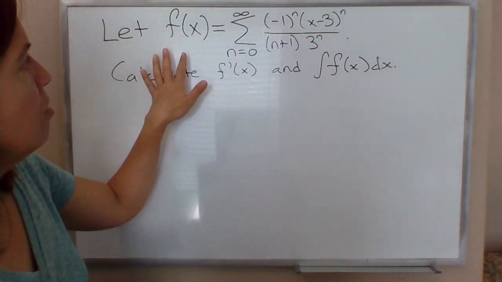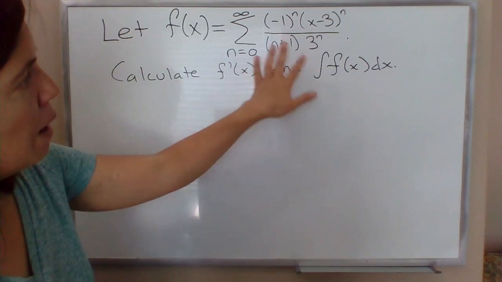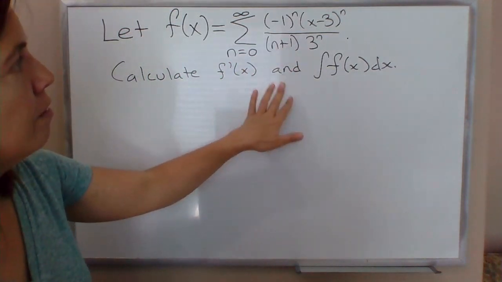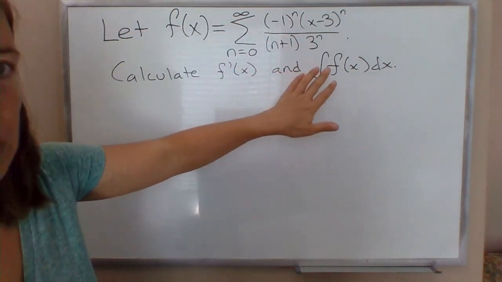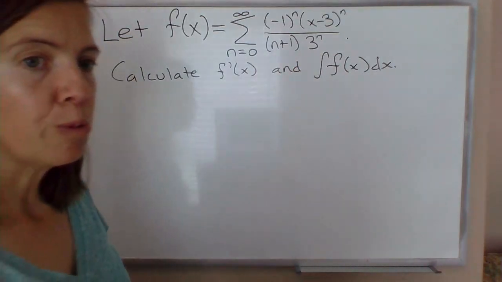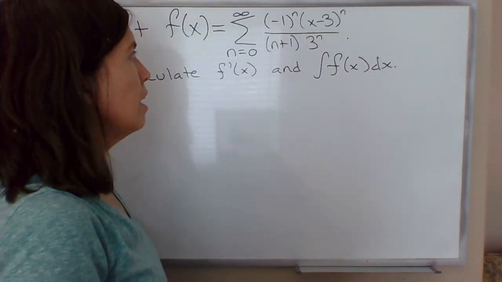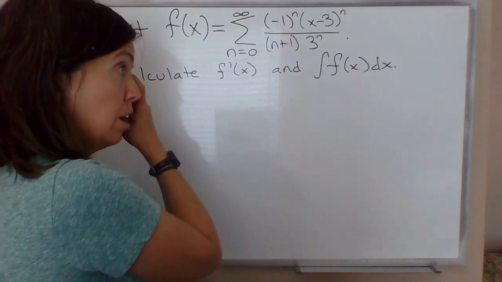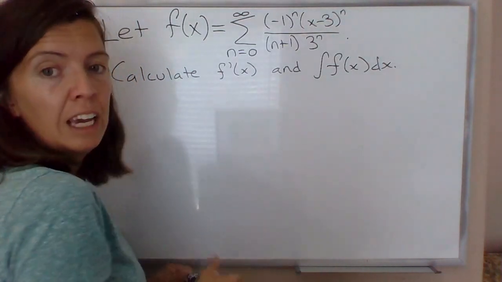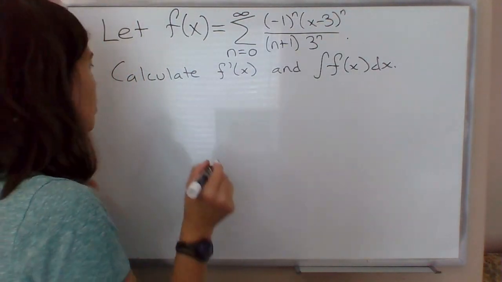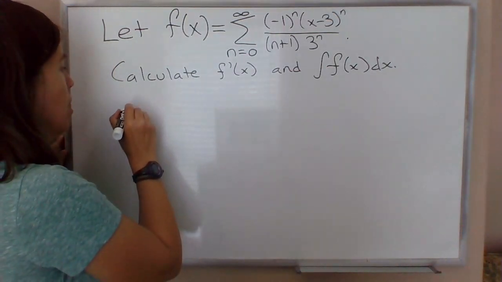So in this example, let's suppose that f of x is represented by this power series from 0 to infinity, negative 1 to the n times x minus 3 to the n over n plus 1 times 3 to the n. And we want to find f prime of x and the antiderivative of f. Okay, so starting with the derivative.